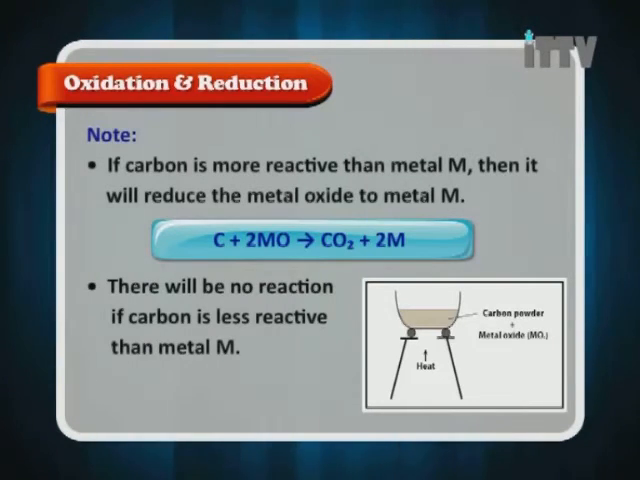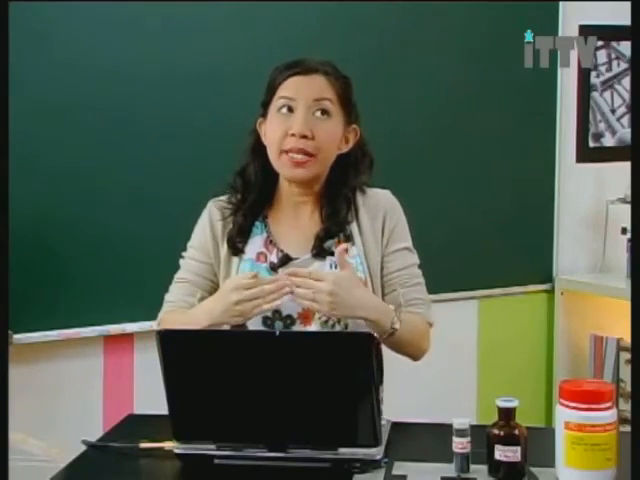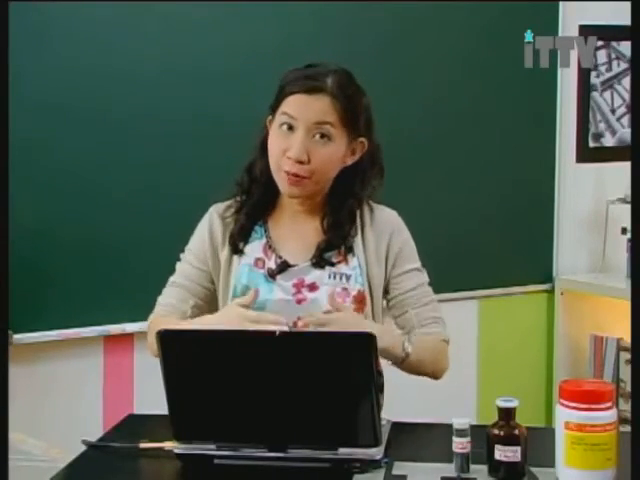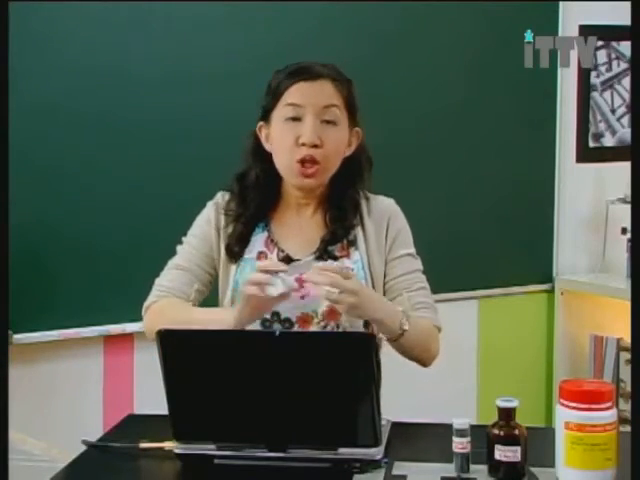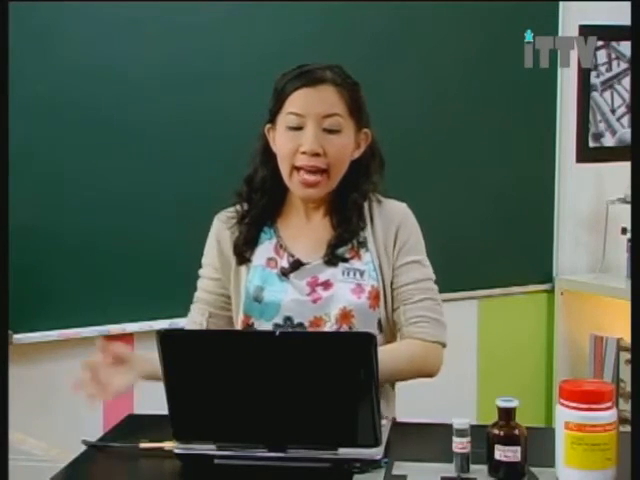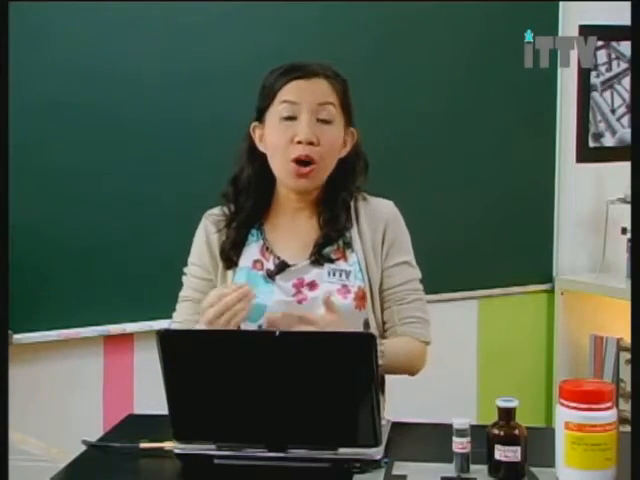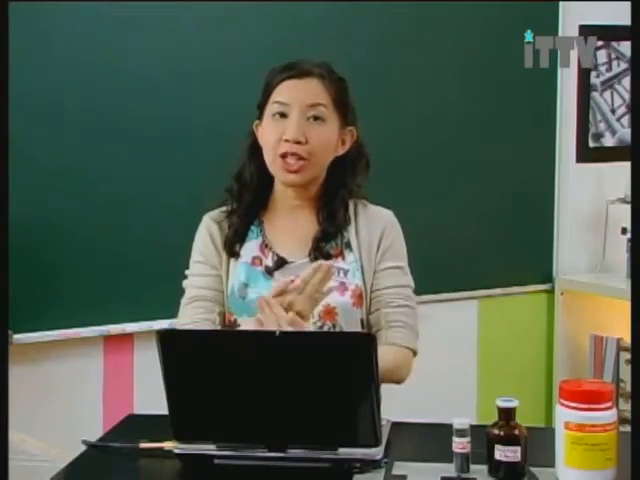And you can see the setup for the experiment, that carbon powder is heated together with metal oxide, and M refers to the metal. So this experiment is just to help to determine the position of carbon in the reactivity series. If carbon is more reactive than a particular metal, it will surely be able to reduce the metal oxide to metal. And in the process, carbon will be oxidized to carbon dioxide because this is a redox reaction.